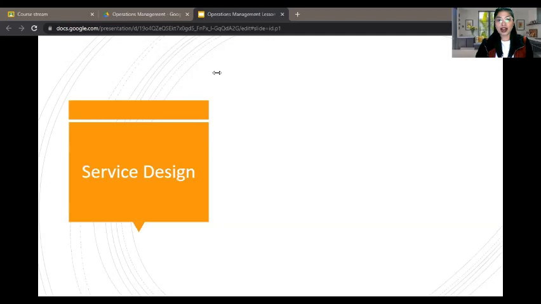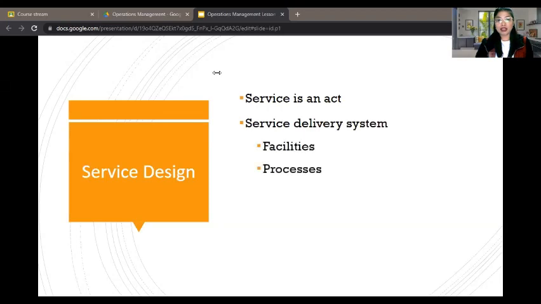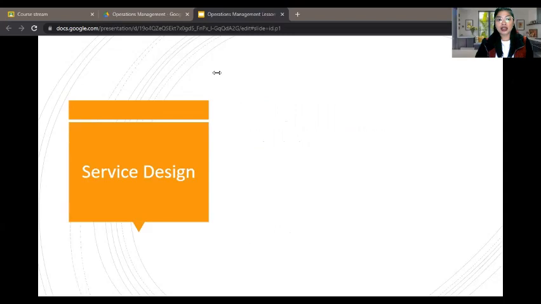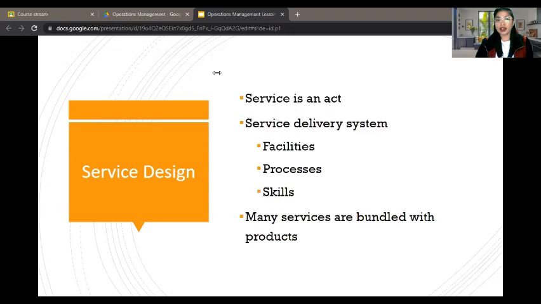Service refers to an act, something that is done for a customer, client, patient, etc. It also provides a service delivery system, which includes the facilities, processes, and skills needed to provide the service. Many services are not pure services, but part of a product bundle, which is a combination of goods and services provided to a customer.